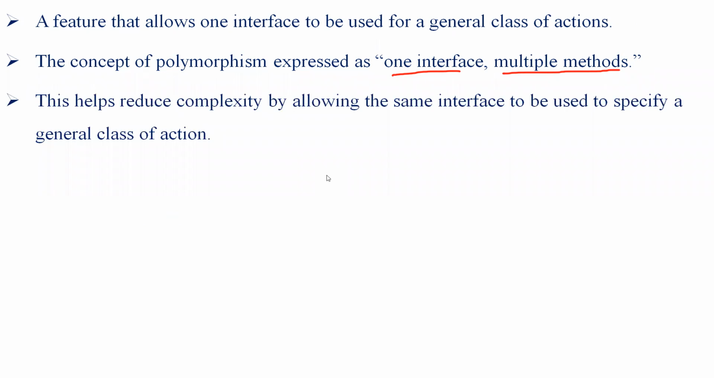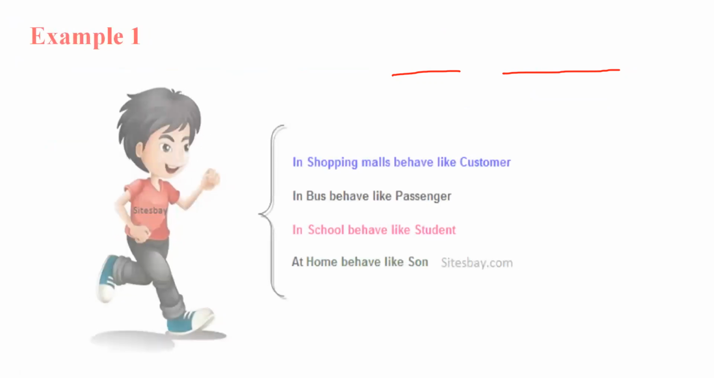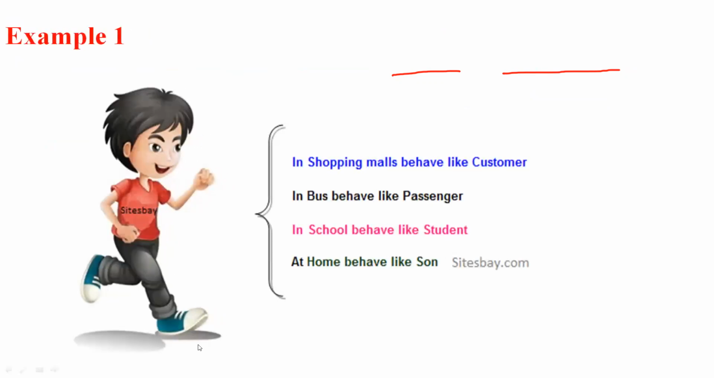This polymorphism helps to reduce complexities by allowing the same interface to be used to specify a general class of action. So in order to perform n different numbers of actions, we use the same interface. As polymorphism is expressed as one interface, multiple methods, we use the same interface to specify a general class of action. So here is a real-time scenario of how polymorphism works.